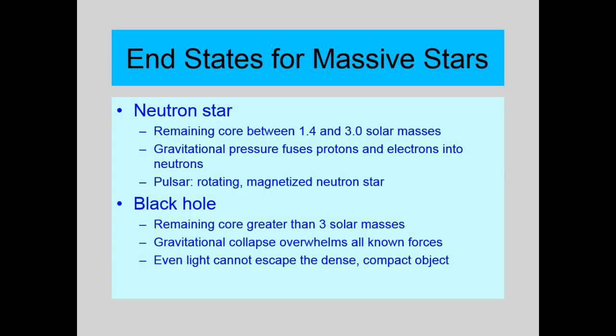If that remaining core is between 1.4 and 3 solar masses, then the gravitational pressure fuses protons and electrons together, and now everything in that core is a neutron. The fusion of electrons and protons, being positive charge, electrons hardly any mass but negative charge, fuse them together, you get neutrons. Okay? And you call that a neutron star.